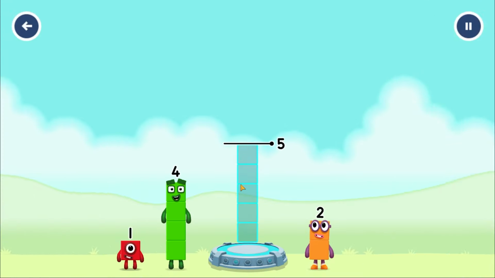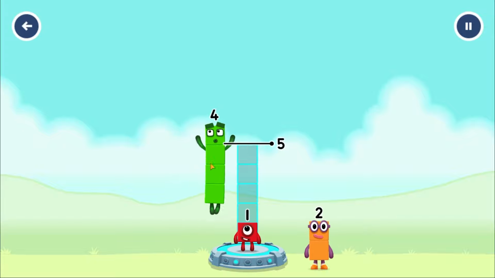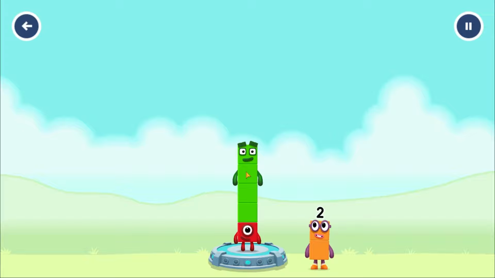Add number blocks to make 5. 2, 2, 1, 4. You solved it. 1 plus 4 equals 5.